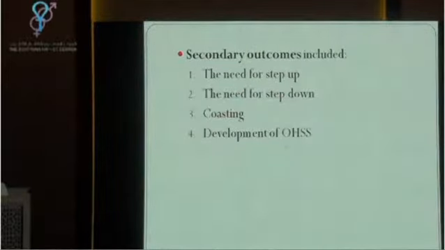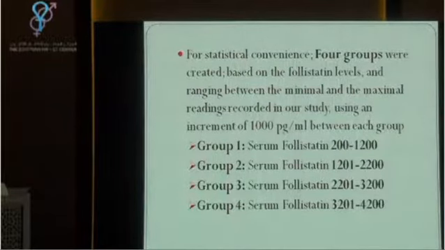We had secondary outcomes, including the need for step up, the need for step down, coasting, and development of OHSS. I'm not going through the statistics of these secondary outcomes today, for sake of time. For statistical convenience, 4 groups were created based on the follistatin level, ranging between the least reading recorded and the maximum one, so ranging between 200 and 4,200. Group 1 was serum follistatin between 200 and 1,200, the second 1,200 to 2,200, then third and fourth.